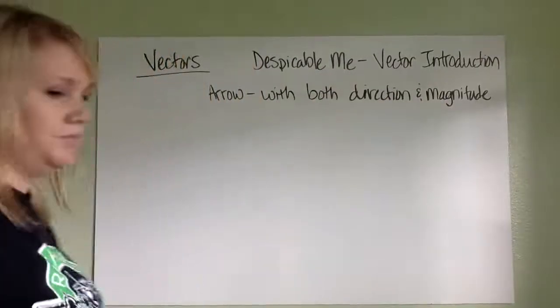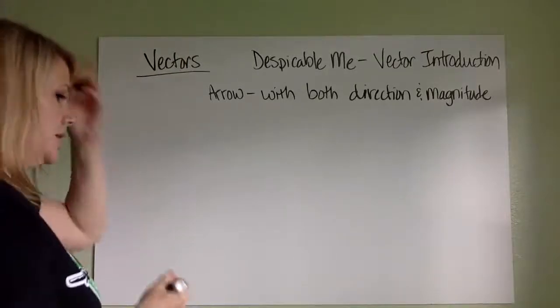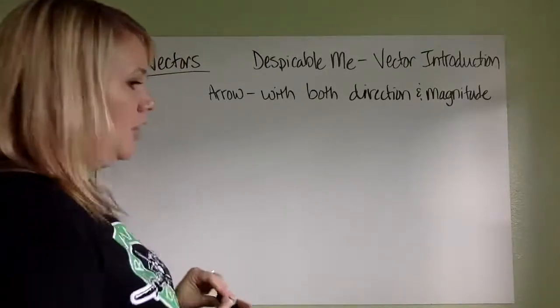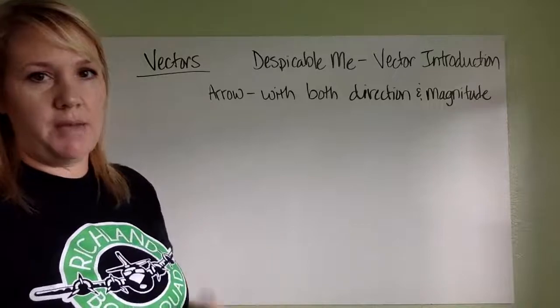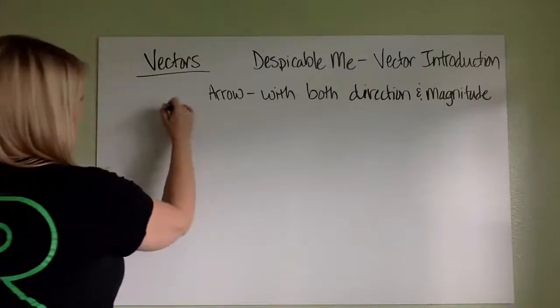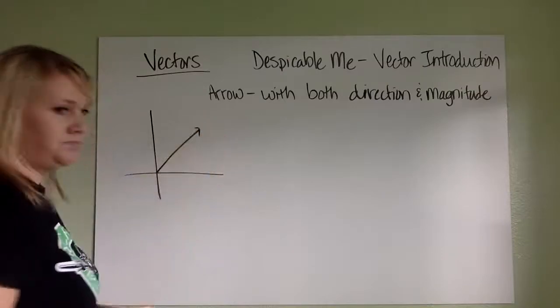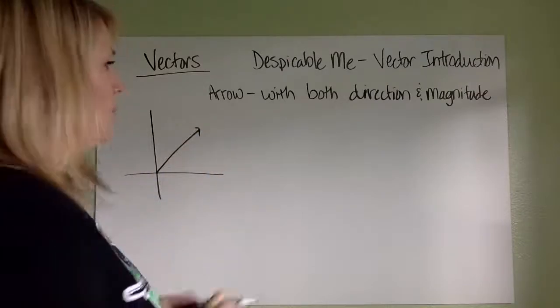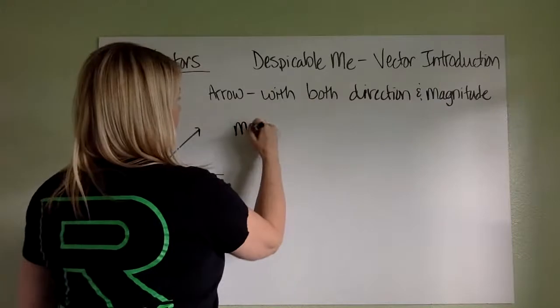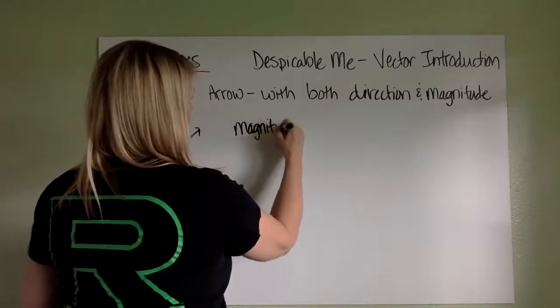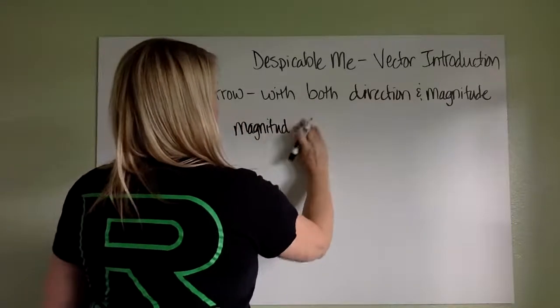Anyways, it's cute. So a vector is a directed line segment or an arrow with both direction and magnitude. Think of it as just a line segment like this. Magnitude, that's a weird word, is just the length of the vector.